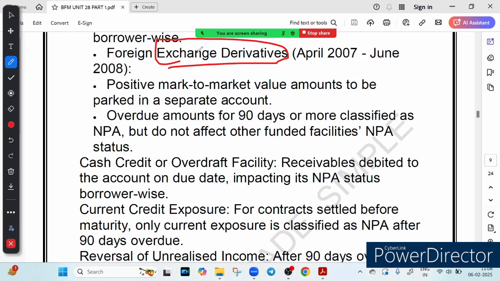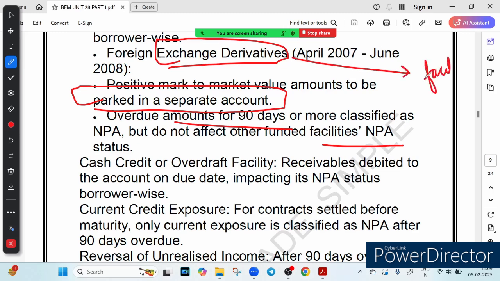So for this exchange derivative which has a positive mark to market value, it needs to be registered and parked in a separate account. And the second point is that if they go overdue for 90 days, they will be classified as NPA, right? But importantly, this won't automatically make all of the borrower's loans NPA. Remember it, for derivatives this is facility wise. This is not borrower wise. Understood?